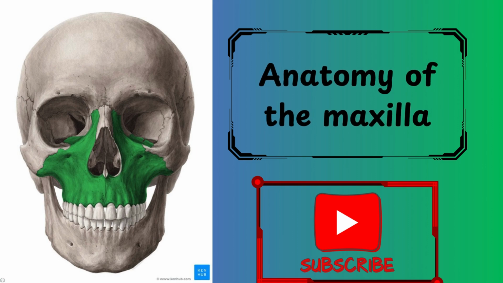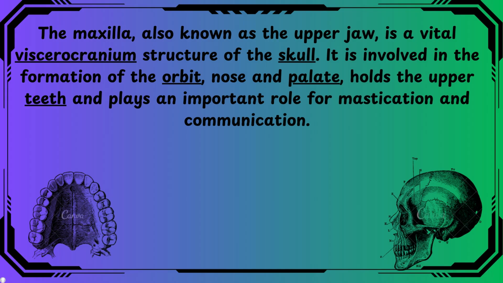So let's start now. The maxilla, which is also known as the upper jaw, is a vital viscerocranial structure of the skull. It is involved in the formation of the orbit, your eyes, nose, and palate, holds the upper teeth, and plays an important role in mastication and communication. And unlike the mandible, it is not mobile.